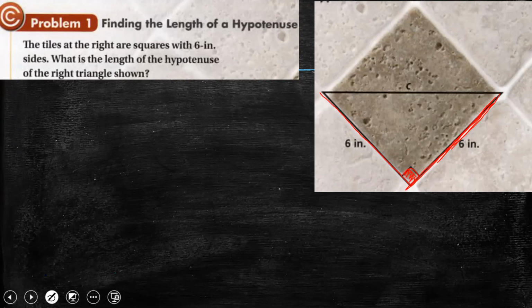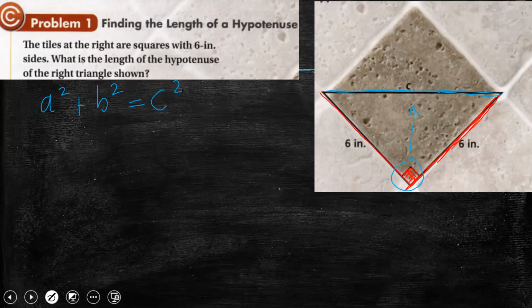Don't forget, look at the right angle. The side that is opposite to the right angle is the hypotenuse. So C will be the hypotenuse. This is the first thing. So we say that A squared plus B squared equals C squared. So you must know which is A, which is B, and which is C.